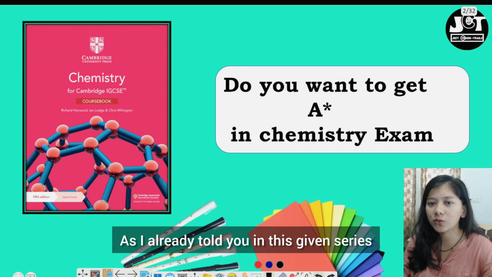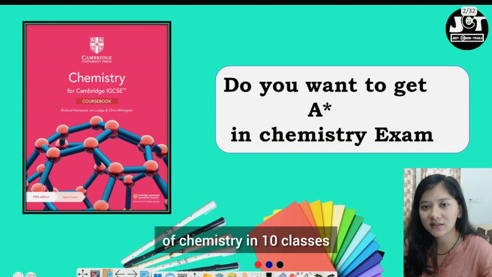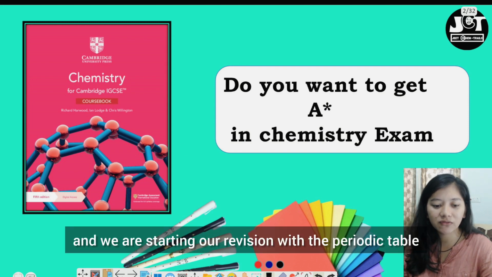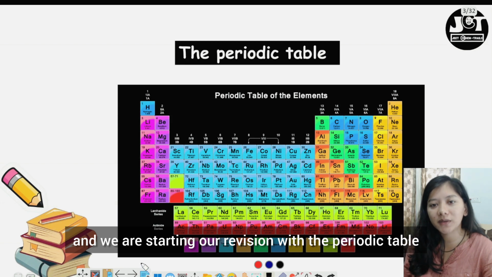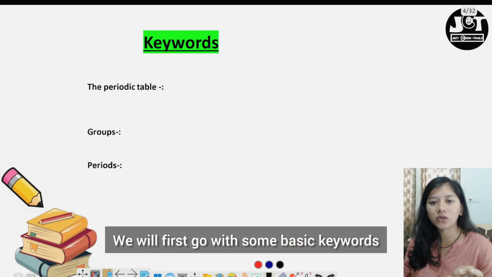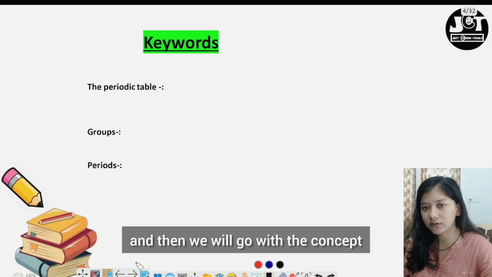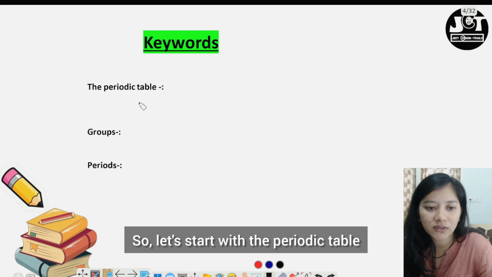As I already told you in this series, we are revising the 10 most important chapters of chemistry in 10th class. The first class is this one, and we are starting our revision with the periodic table. We will first go through some basic keywords which we will use in the chapter so often, and then we will go with the concept. Okay, so let's start with the periodic table.